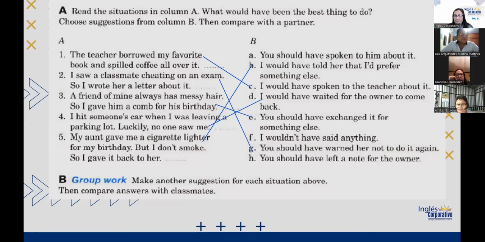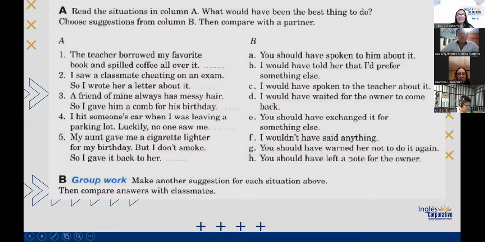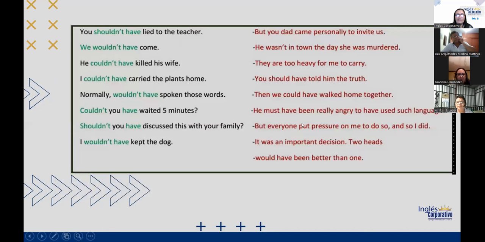All right. Is there any question regarding vocabulary in this exercise? No? Great. Awesome. Okay. Let's move on. Wait a second. Yes, there's another exercise.